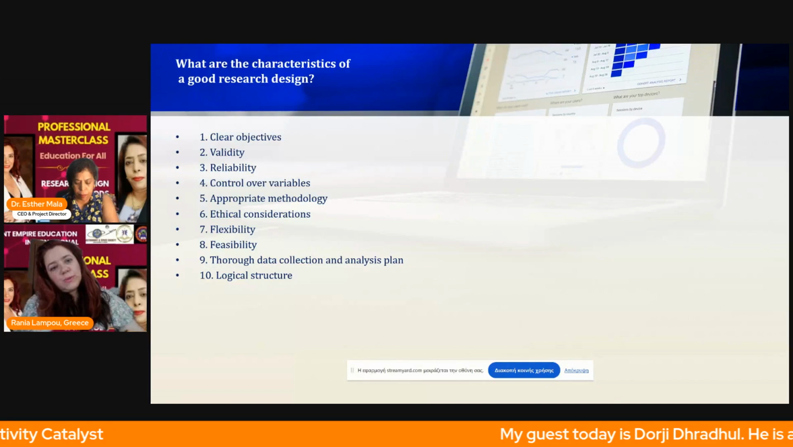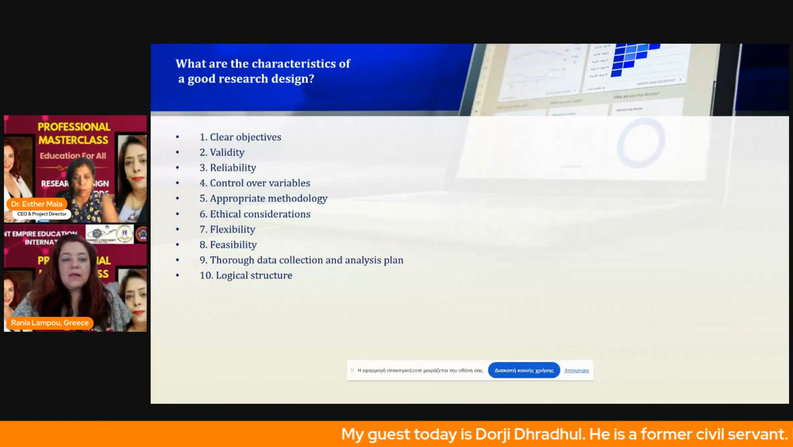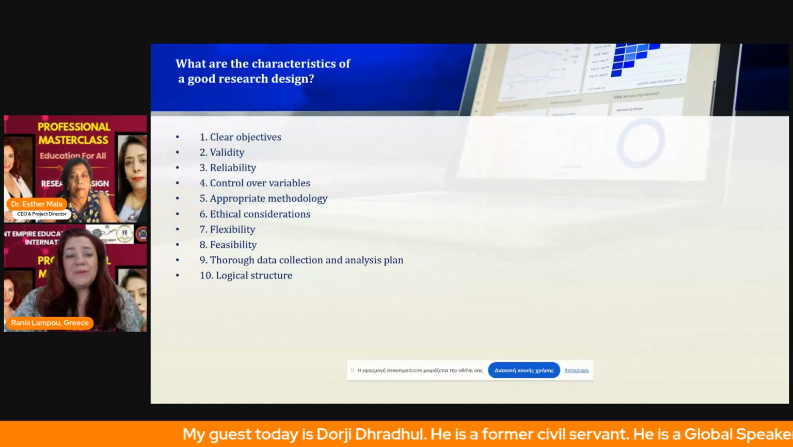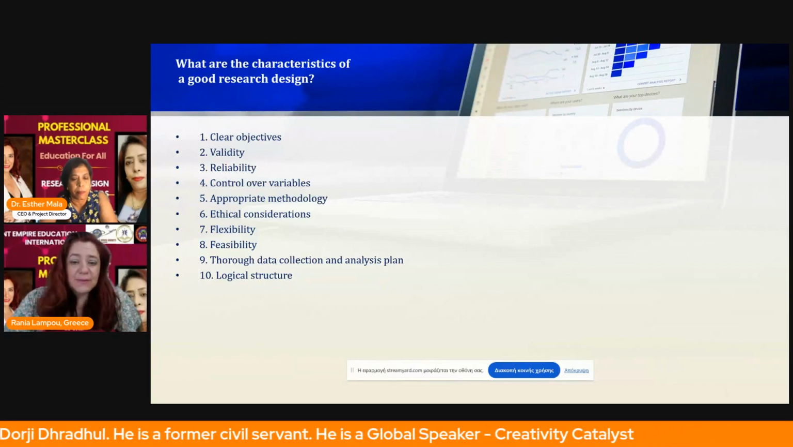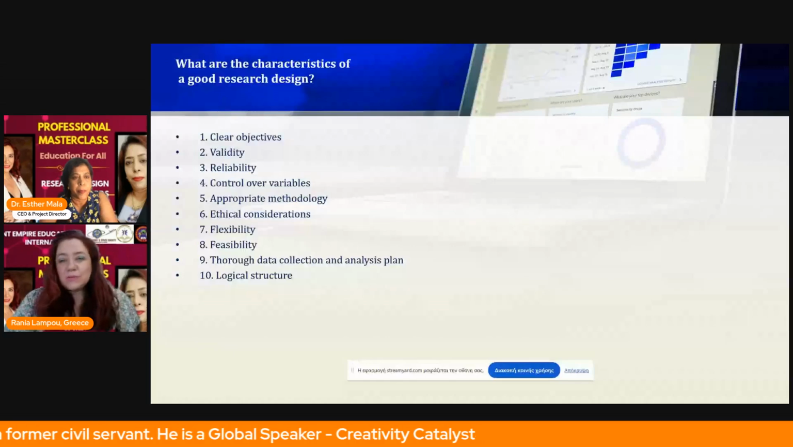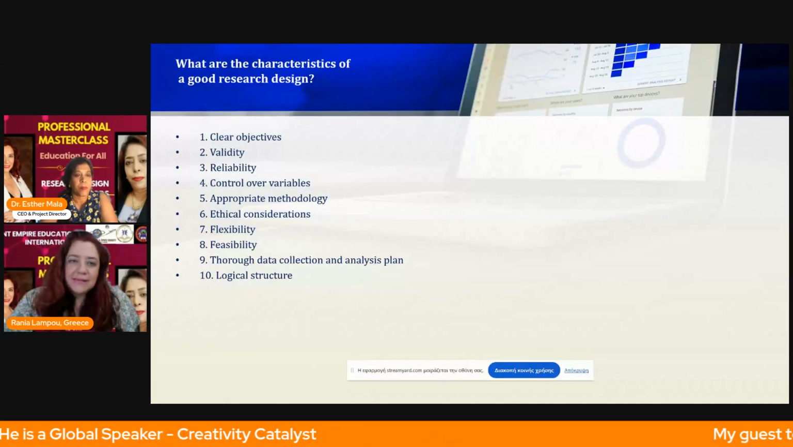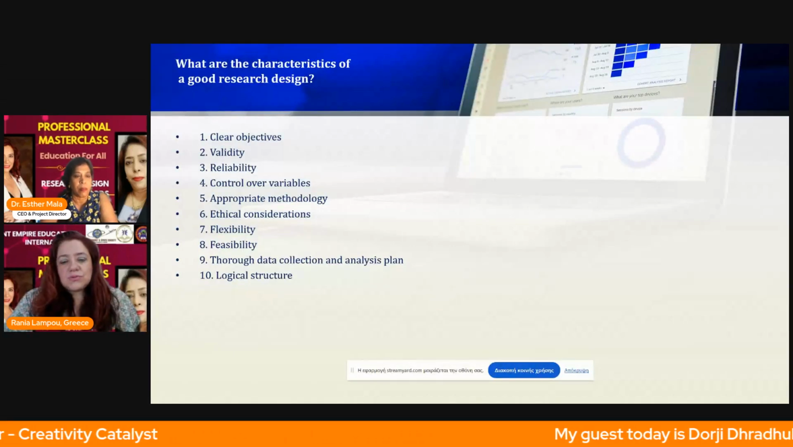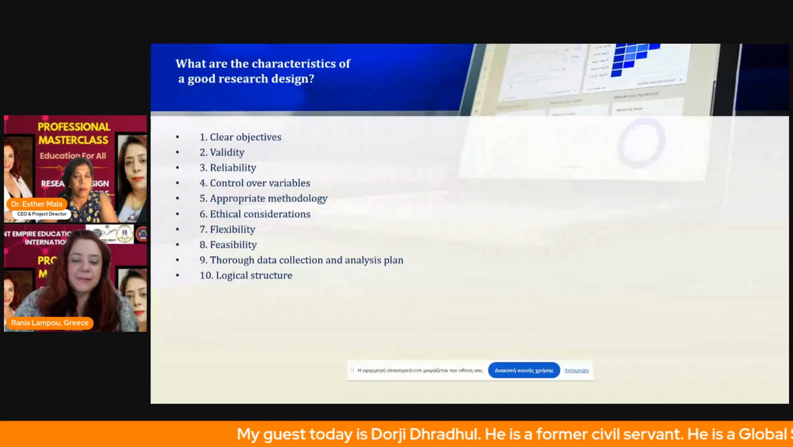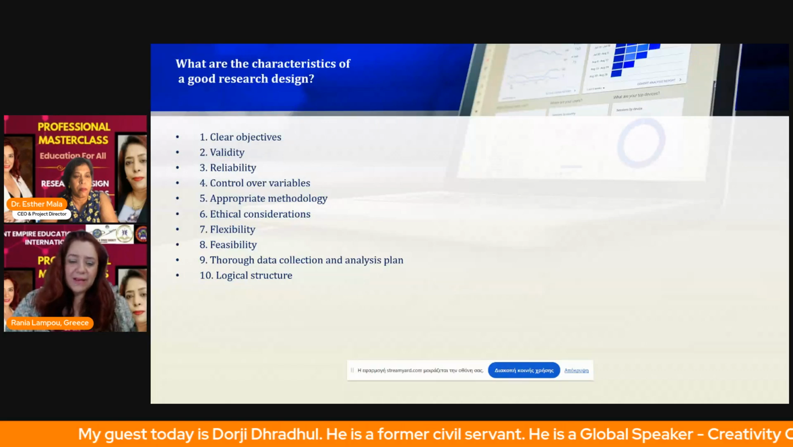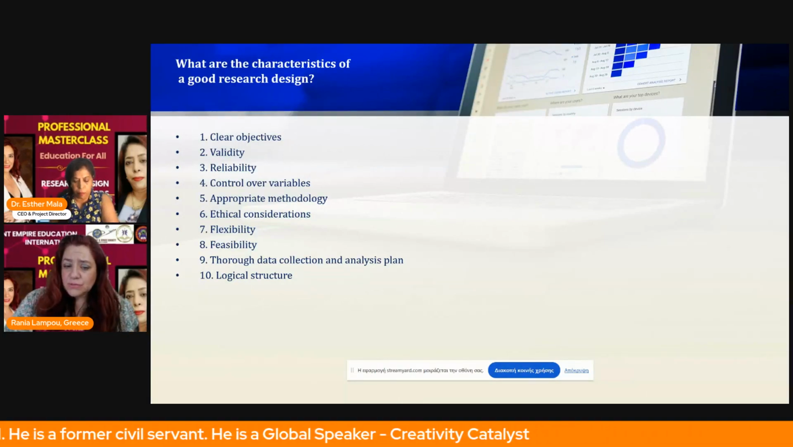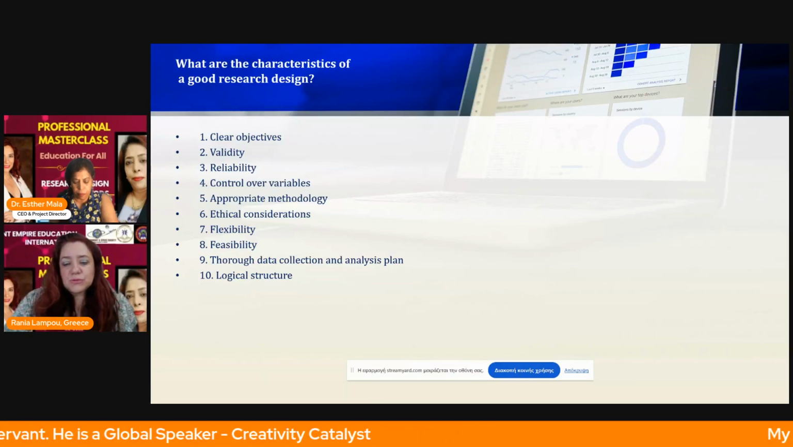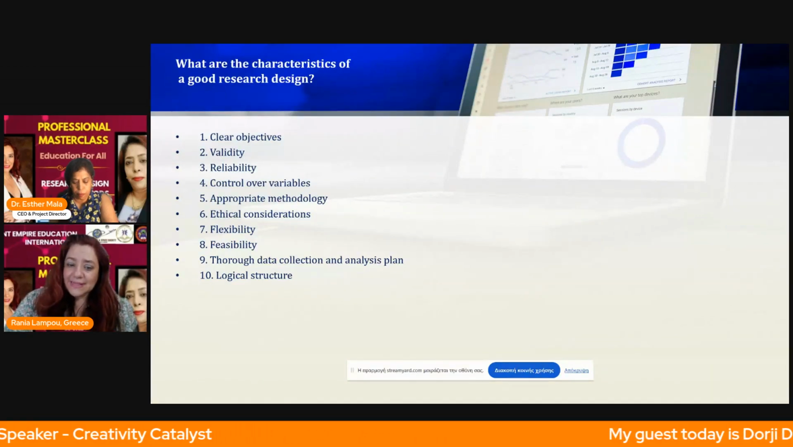Second is related with validity. Two types of validity that you need to know. The internal validity, which ensures that the observed effects are due to the independent variable and not other factors. And the external validity, which ensures that the results can be generalized beyond the sample. Reliability. The design should allow for consistent results when the study is repeated under similar conditions. Instruments and procedures should produce stable and consistent data.